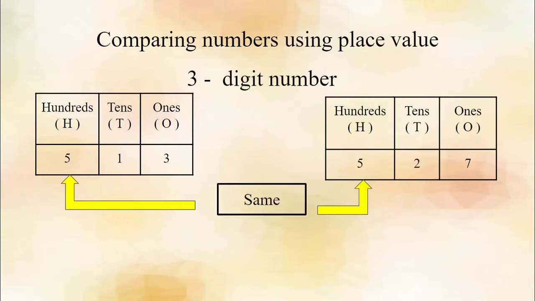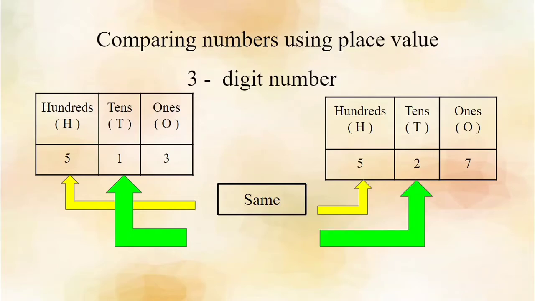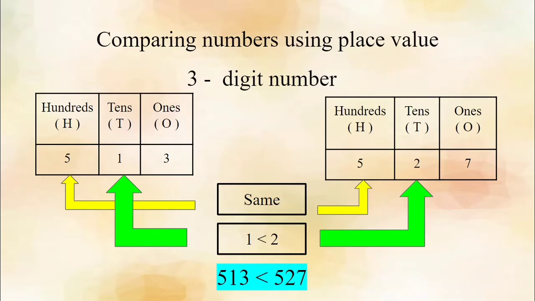So we will compare the digits in the tens place. Now we have 1 in the tens place from 513 and 2 in the tens place from 527. We know that 1 is less than 2. So 513 is less than 527. The mouth of the symbol will open towards the greatest number, that is 527.